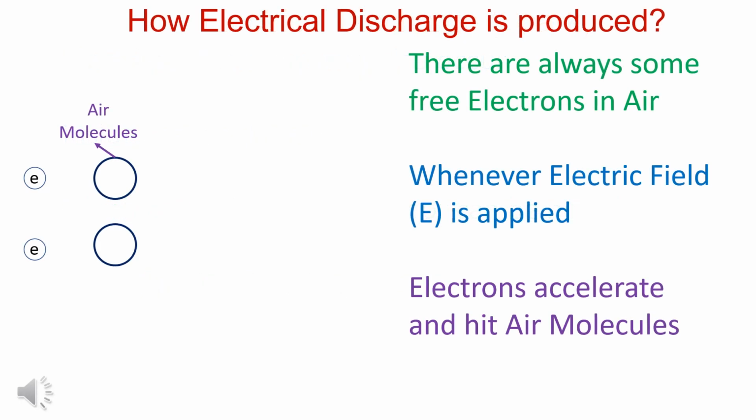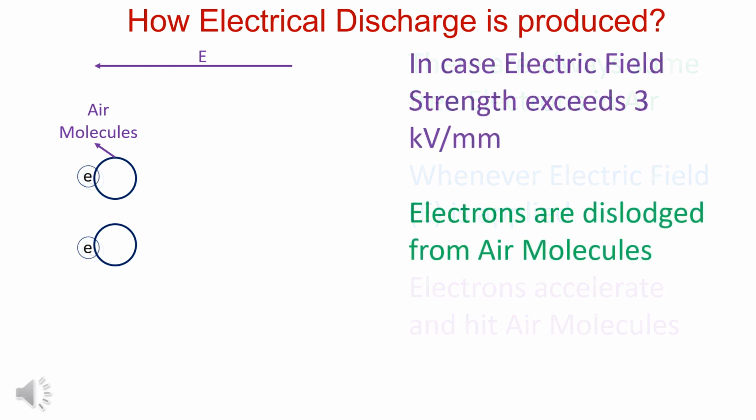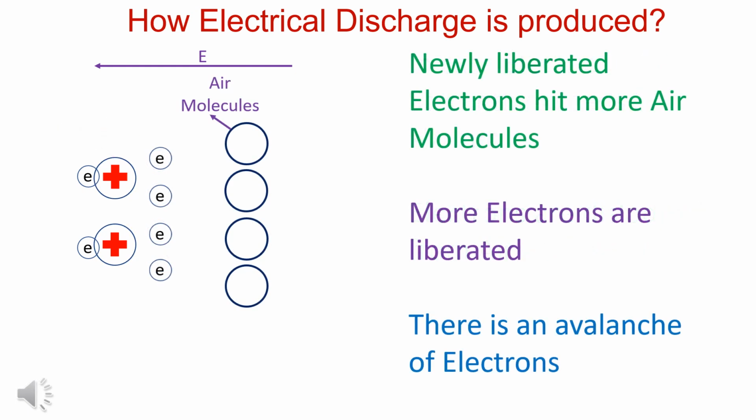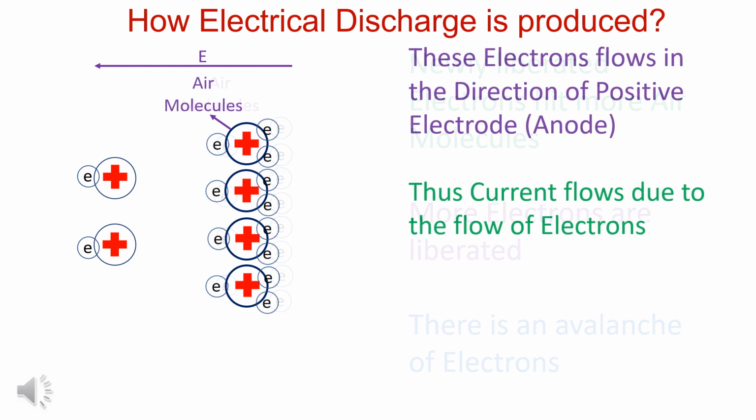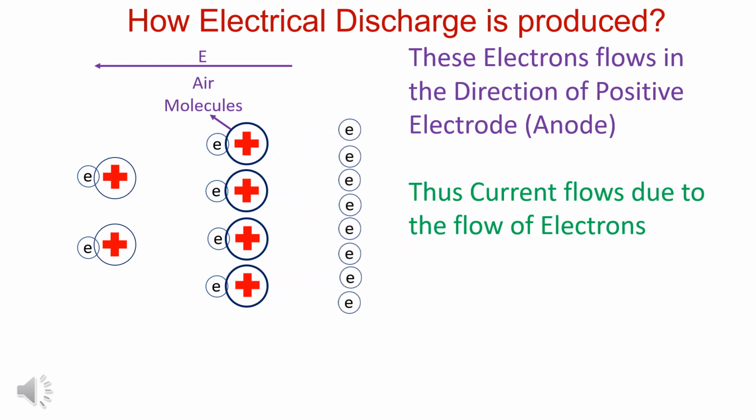Now let us understand how electric discharge is produced. When an electric field is applied, free electrons in the air accelerate and hit the air molecules. Electrons are dislodged from the air molecules when electric field strength exceeds 3 kV per mm. Newly liberated electrons hit more air molecules. More electrons are liberated. There is avalanche of electrons. These electrons move towards positive electrode. Thus the current flows.